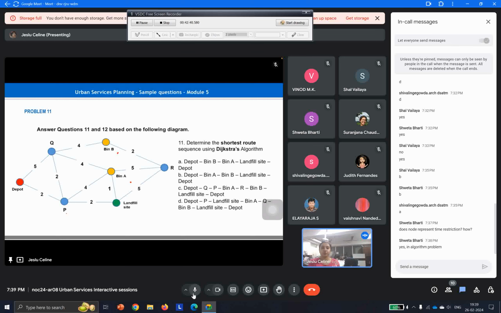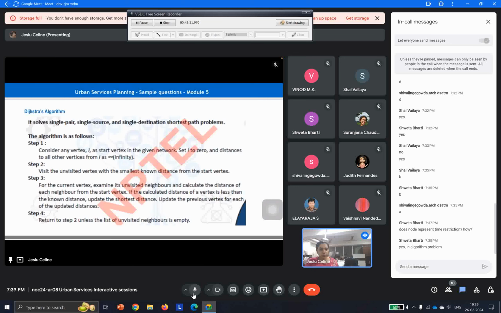Now we've been asked to find the shortest route sequence using Dijkstra's algorithm. Different options are also given. So let's first look at what this algorithm is and how we go about it. We've discussed this in the lecture, and I urge you all to solve it yourself, and then we'll come back and discuss. Before we start with the algorithm, there's a condition that it solves the single source, single destination shortest path problem.